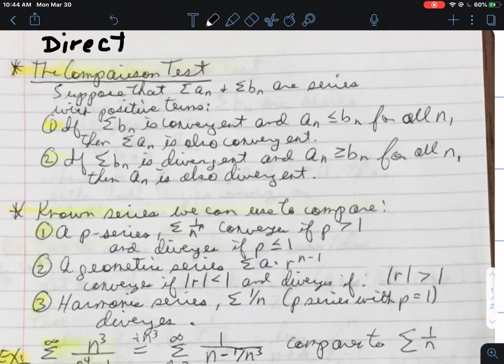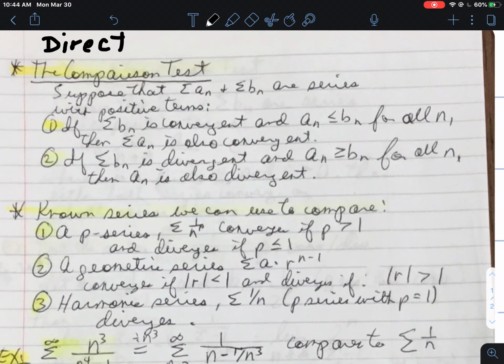If the sum of b sub n is convergent and a sub n is less than or equal to b sub n for all values of n, then the sum of a sub n also has to converge. Right? So that's just saying, again, if I could show that my series is smaller than a convergent series, then my series has to converge.